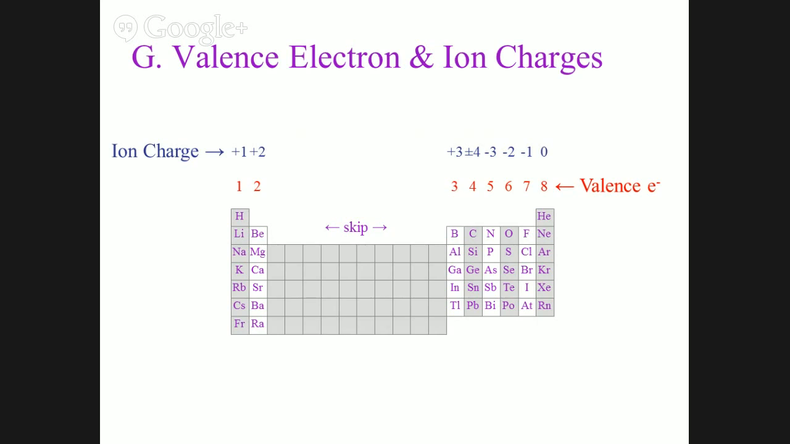And then we had a trend for the ion charge. All the alkali metals in column 1 make a +1 charge. All the halogens in column 17 make a -1 charge. And of course, noble gases don't make ions, so they are 0. So this completes our notes.